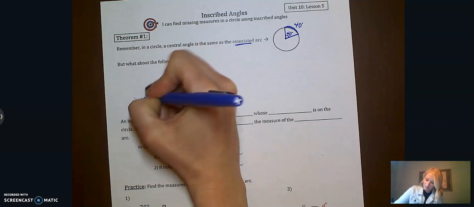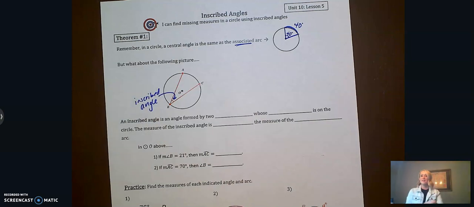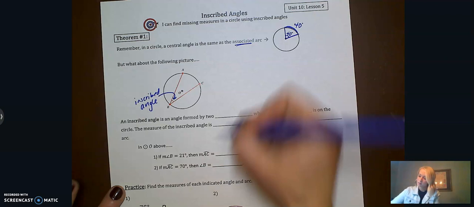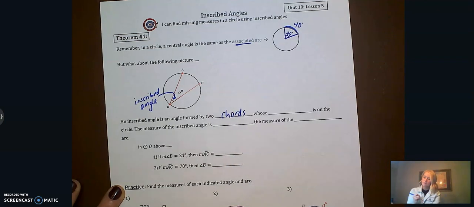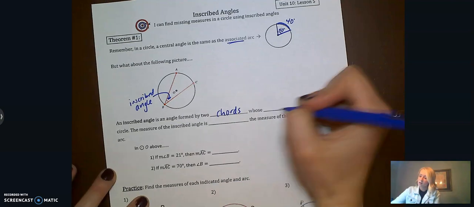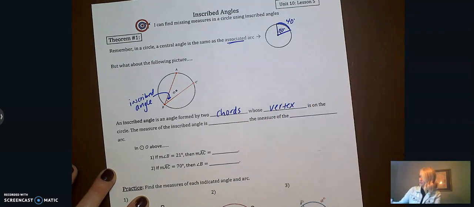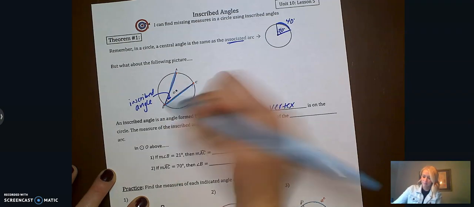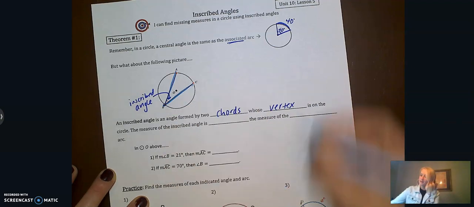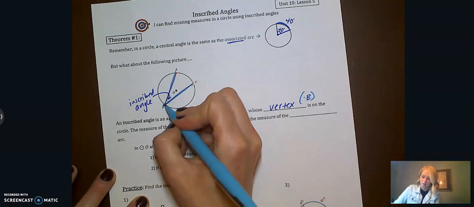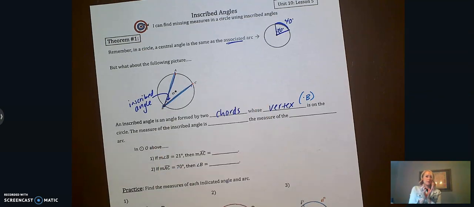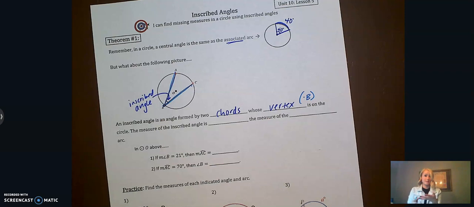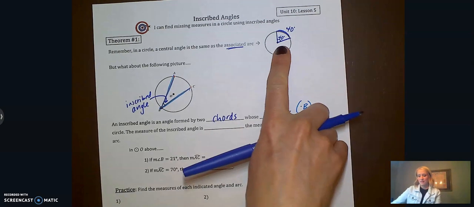Topic for today. So angle B here, that is an inscribed angle. And all that is, it's just an angle formed by 2 chords. Learned that word last time. 2 chords whose vertex is on the circle. Don't let all that wording freak you out. AB is a chord. CB is a chord. The vertex is B there. So point B is the vertex. That's on the circle. There's my angle formed by 2 chords. Okay, that's called an inscribed angle. It's inside the circle. That's just kind of what I think of it as. And the vertex is on it, not in the center.